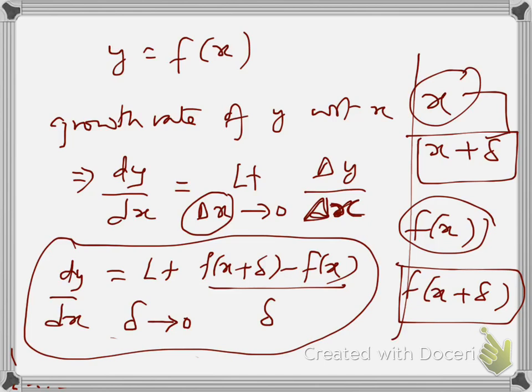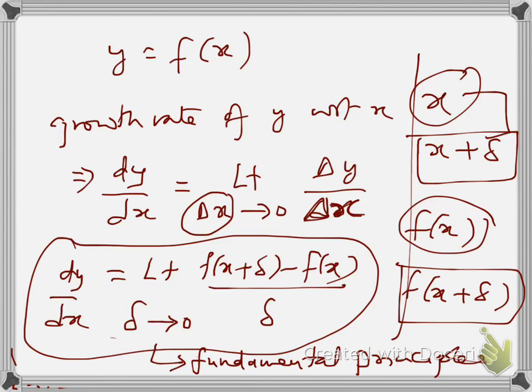Suppose x is changing from the original value x to the new value x plus delta. Then y will change from f of x to f of x plus delta. So the change in y will be f of x plus delta minus f of x, by the change in x, which will be x plus delta minus x, that is delta only, and the change in x must go to 0. So delta must go to 0. So this is what is called finding the derivative or differentiation from fundamental principles. This is the basic definition in mathematics for the derivative.